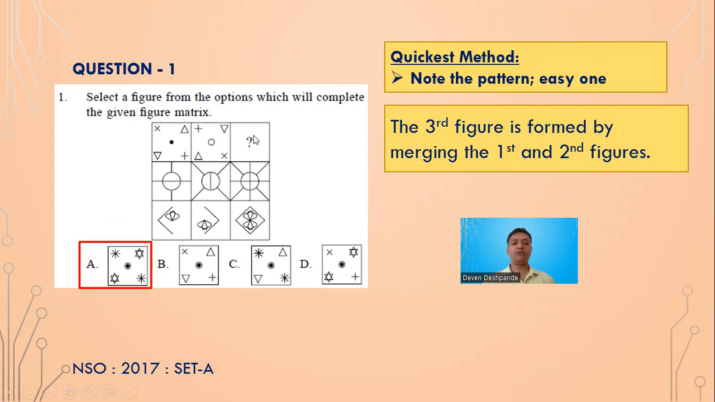So again, for the first one, you have to follow the same principle. You have to add first with second. So there is an empty circle, there is a filled circle. The filled circle will be in the empty circle. This upward pointing arrow, downward pointing arrow, when you mix this, it will become a star like this. And if you mix multiplication and plus, again you will have a star like this. Plus and multiplication, when you mix this, you'll have a star. And again downward arrow and upward arrow, when you mix both the figures, you will have a star like this. So easy question to start with.